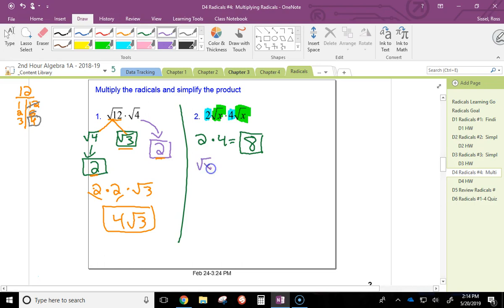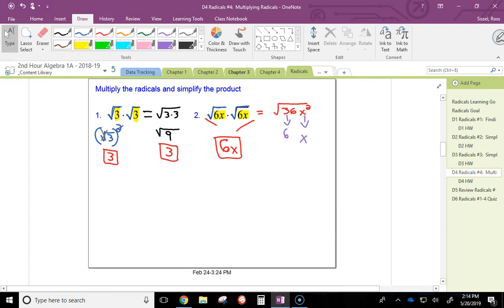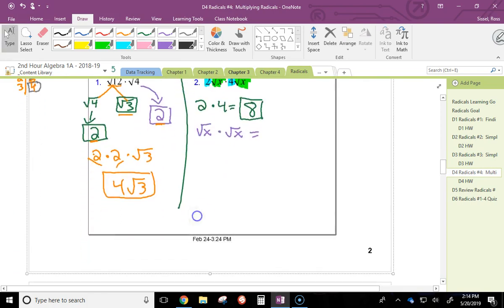So I really have square root of x times square root of x. Now I'm trying to figure out what does that equal. Hopefully you're thinking right back to these two and say square root of x times square root of x. Well, I'm timesing by the same thing, so that squares them. This answer is just x.